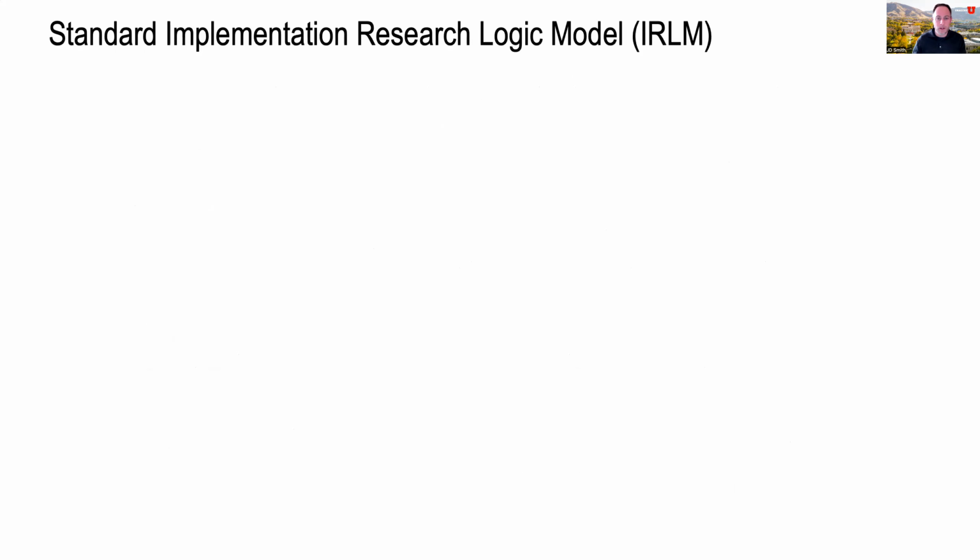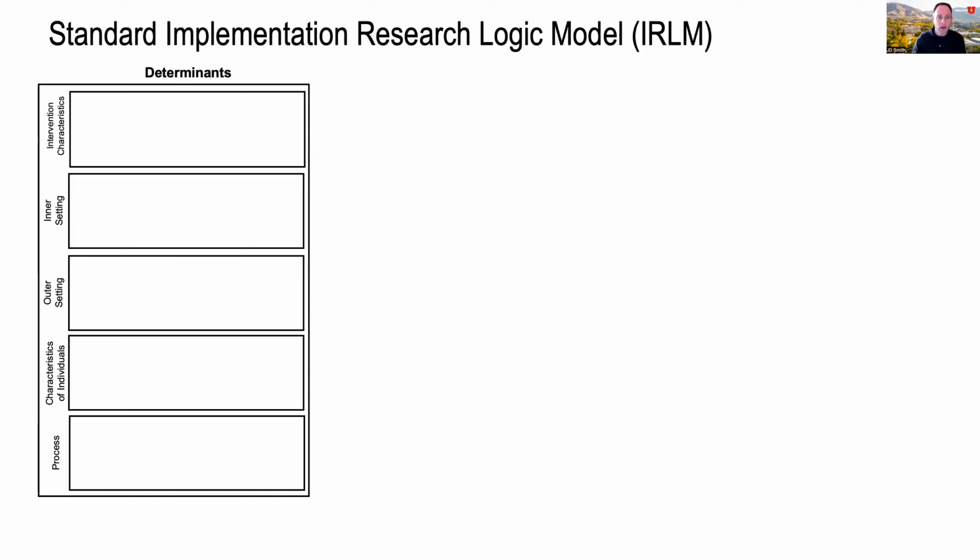So right now I'll give you just some examples of the standard implementation research logic model and then some basic variations before jumping into our scale-up example that I'm calling an extension. So in all of our IRLMs, the left-hand side is really starting with determinants. So in this particular case, we use the terminology from CFIR. So we have the process variables, characteristics of individuals, outer setting, inner setting, and intervention characteristics.